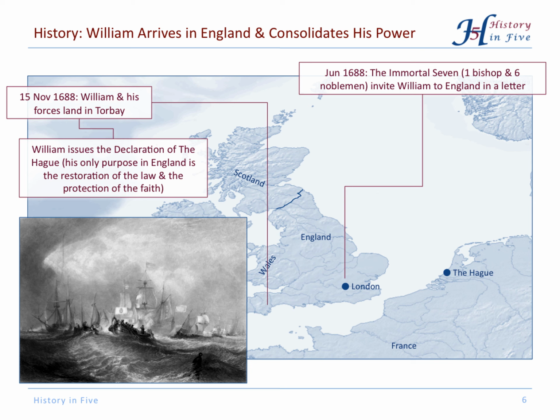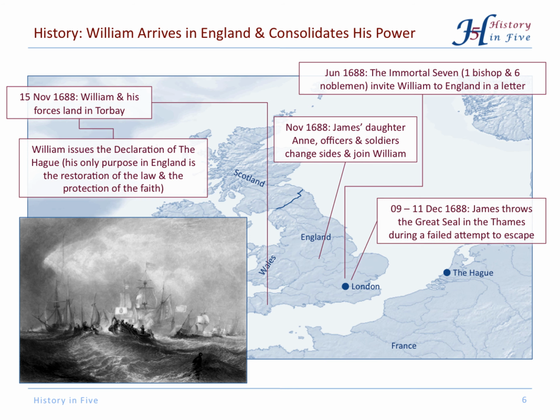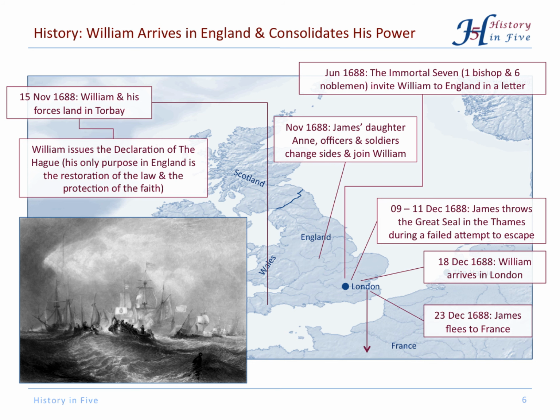Now, what's so glorious about this revolution is there was no bloodshed, because James' daughter Anne, as well as officers and soldiers, just changed sides and joined William. James tried to flee, didn't work out too well, he was caught, and William came to London. But, alright, there should be no fighting. William placed James under arrest near the coastline. It was an invitation to escape to France, and James took this invitation very happily.